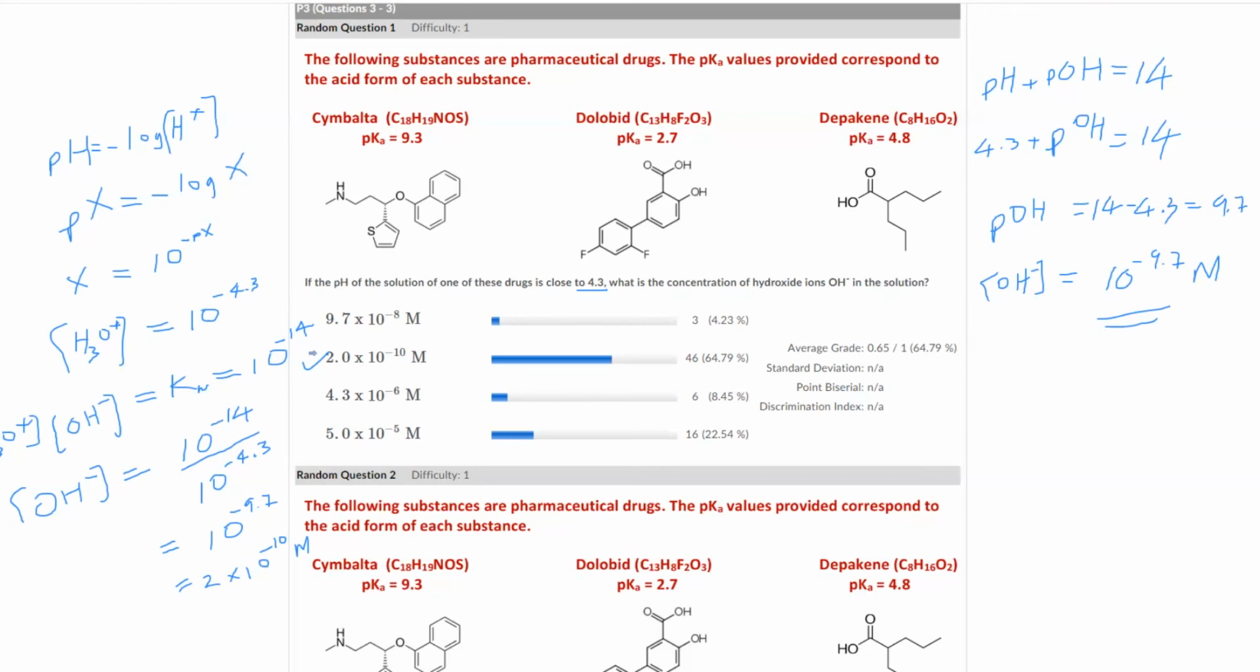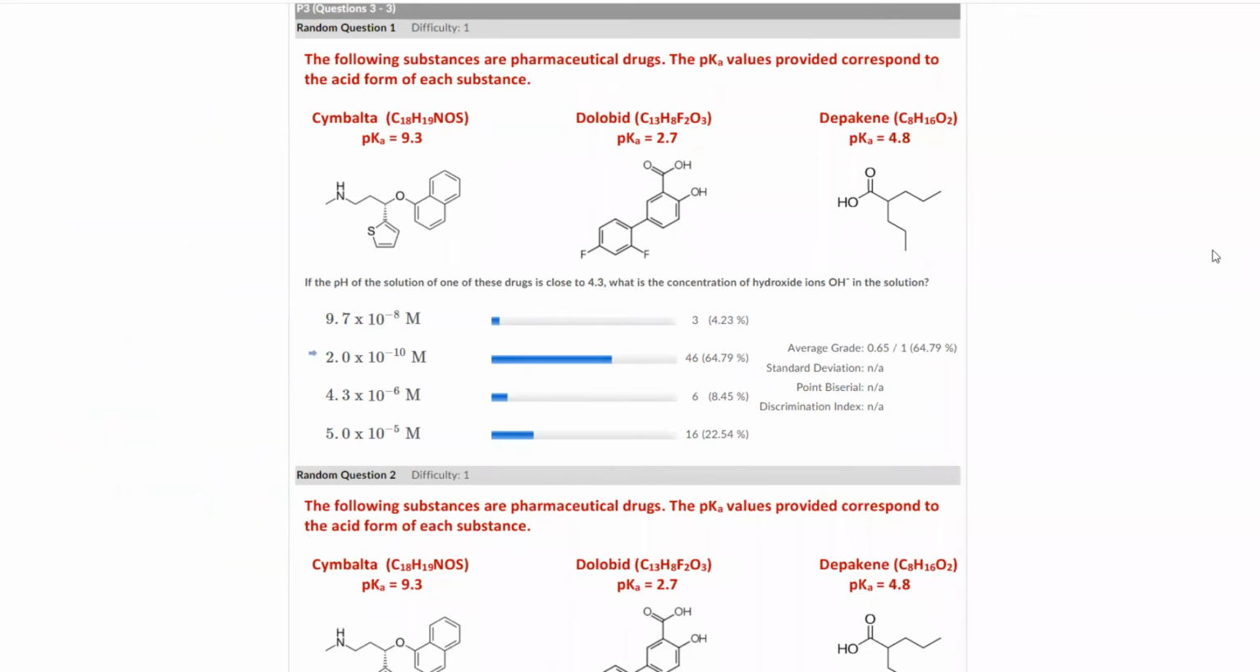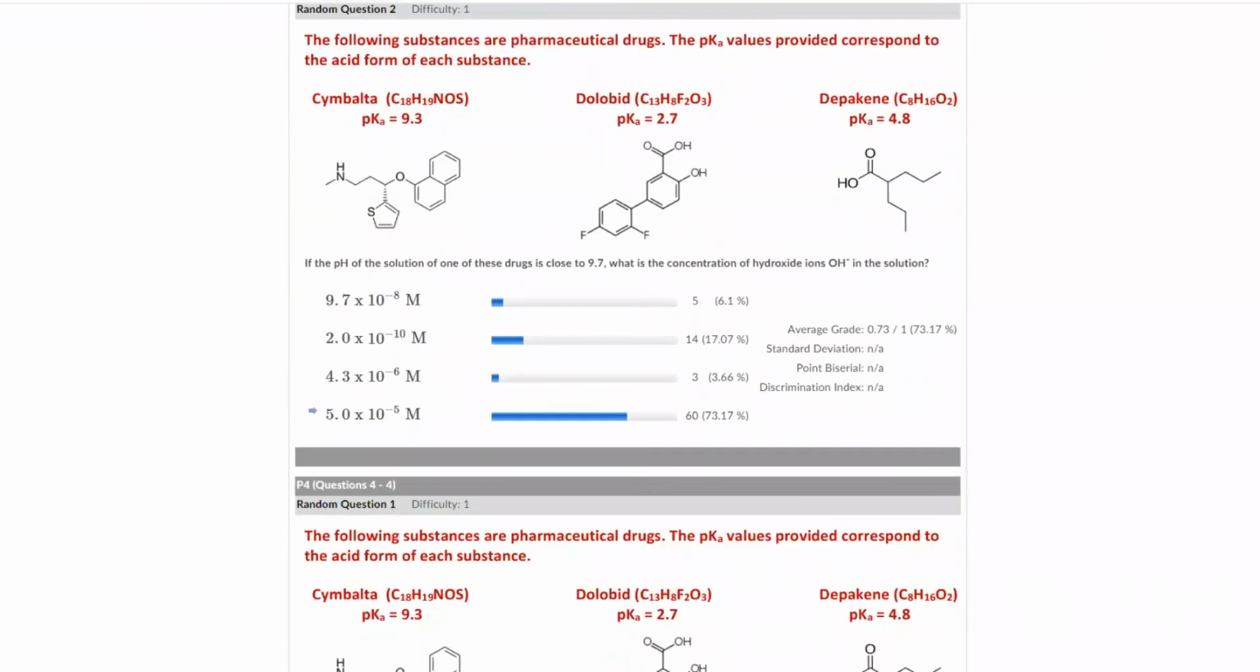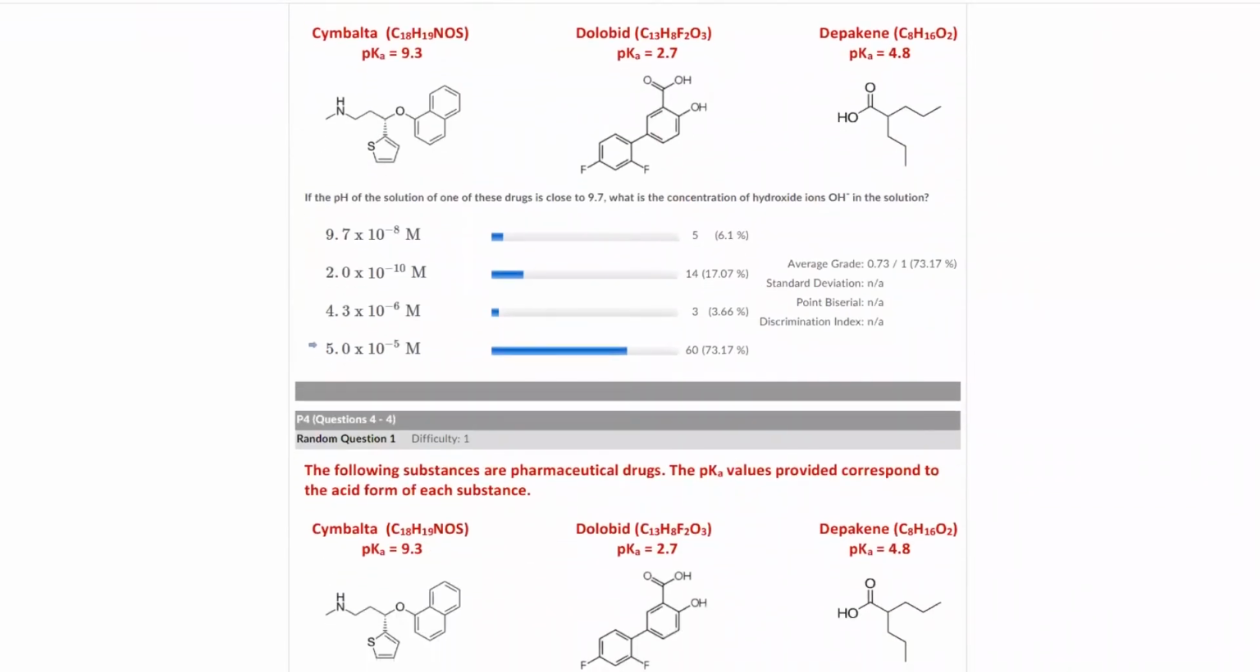Okay, so that's how we calculate the OH minus concentration or H3O plus concentration when you're given the pH or pOH. Now, with that, let's move on to another one. Same procedure here. Given the pH, you're asked to find the OH minus concentration. Again, we can find the pOH first. Really quickly, pOH is 14 minus pH.